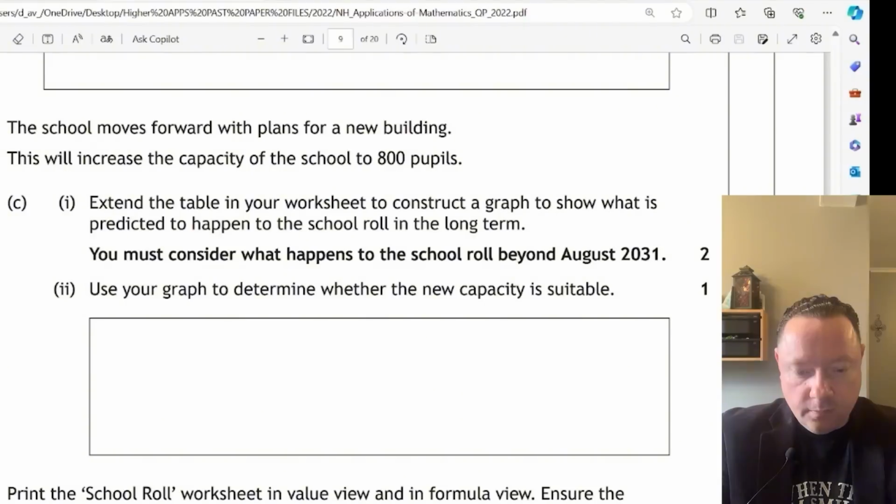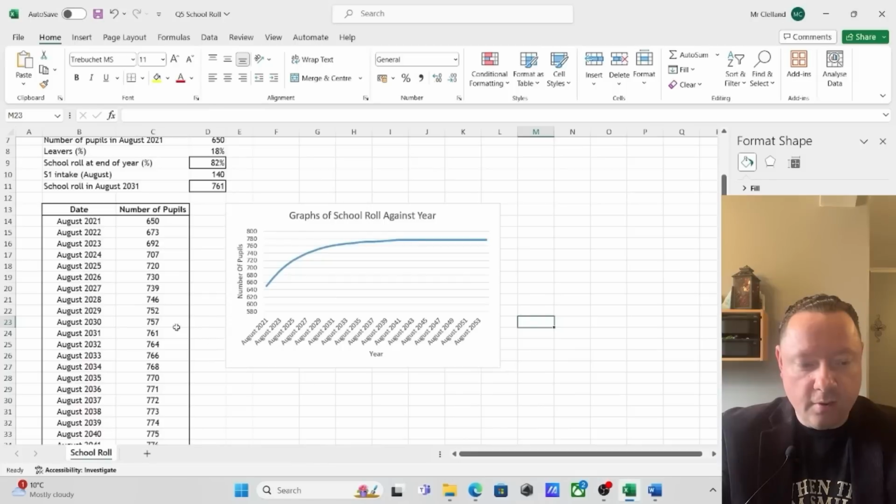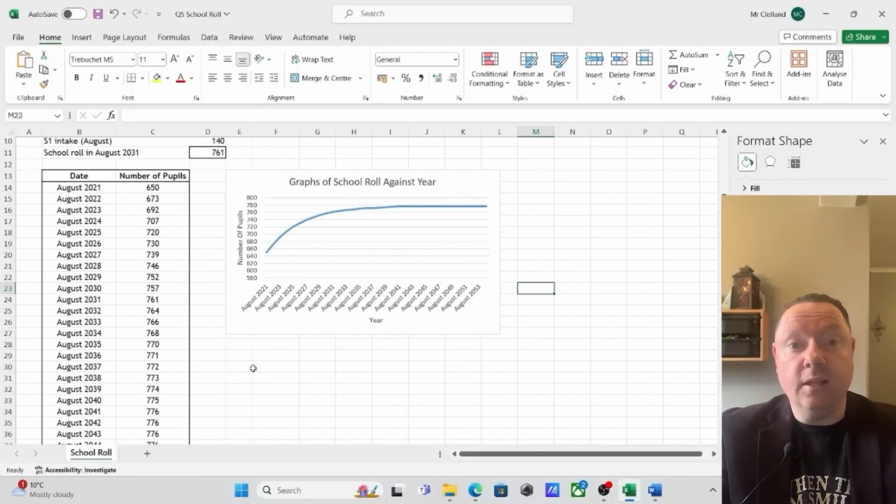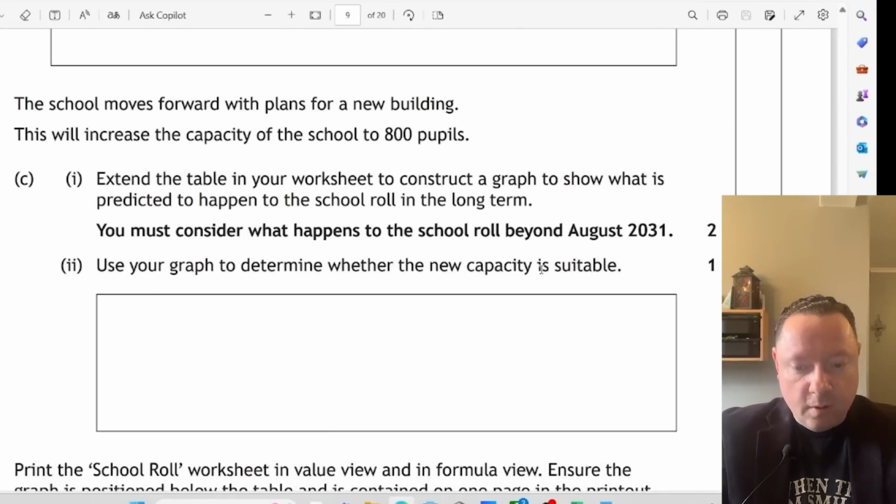Let's go check the question. Extend your table and construct a graph to show what's happened to the school in the long term. Well, we've done that. So there's your 2 marks. We've extended the table with the constructed graph. We've made sure that it does something that levels off and we go far enough. If in doubt, go too far. Don't do too little.